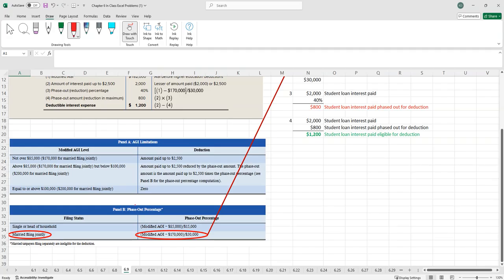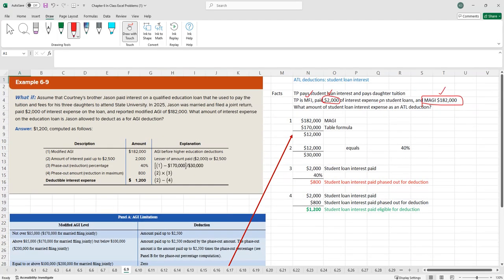We essentially say, okay, there we are, we're MFJ. Here is kind of the equation: MAGI minus 170 over 30, right? So here we'll plug it in. Our MAGI is 182 minus 170, so it's 12. That's great. 12 over 30 equals 40%. That's kind of our percentage there. We paid $2,000 times 40%, so basically of the $2,000 we paid, 800 were phased out, which means 1,200 we get the deduction for on there.